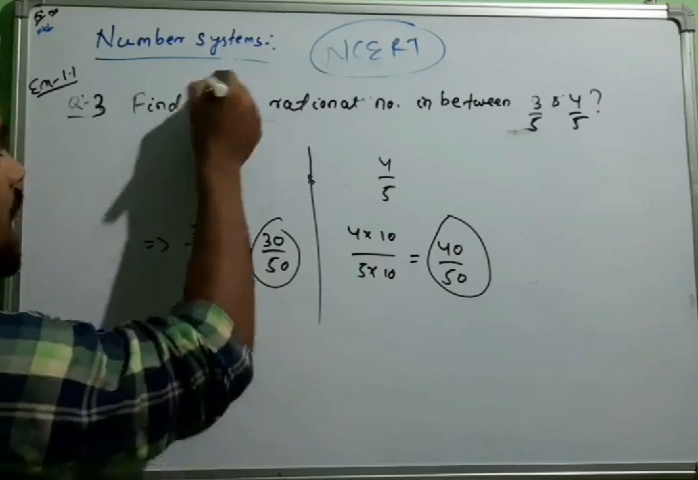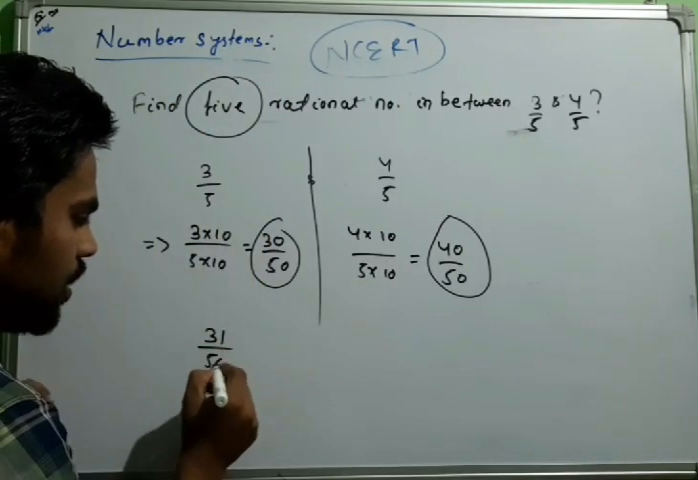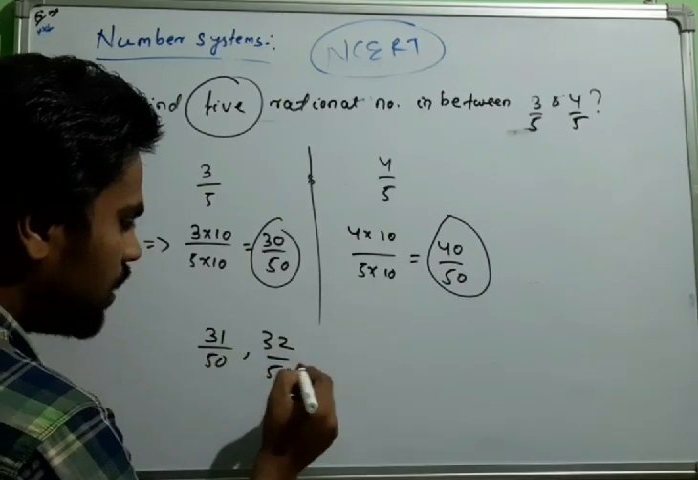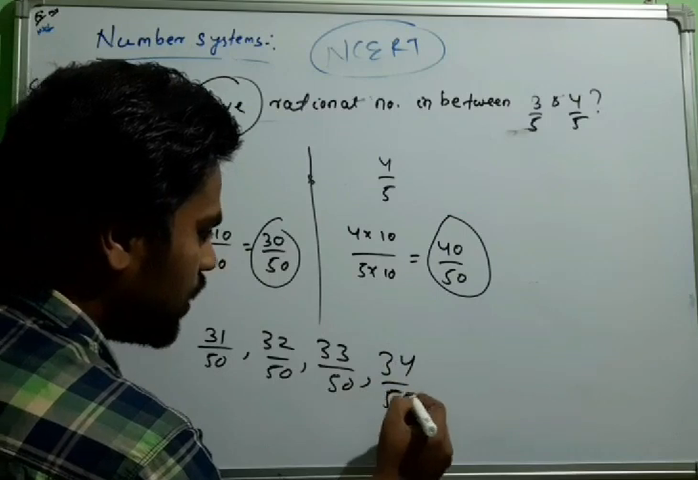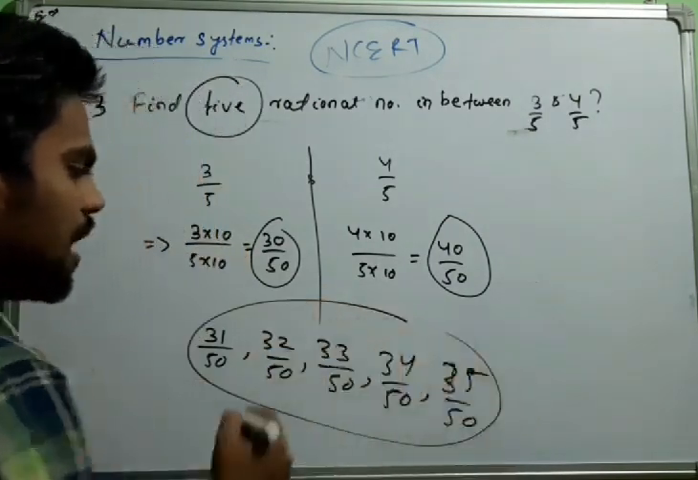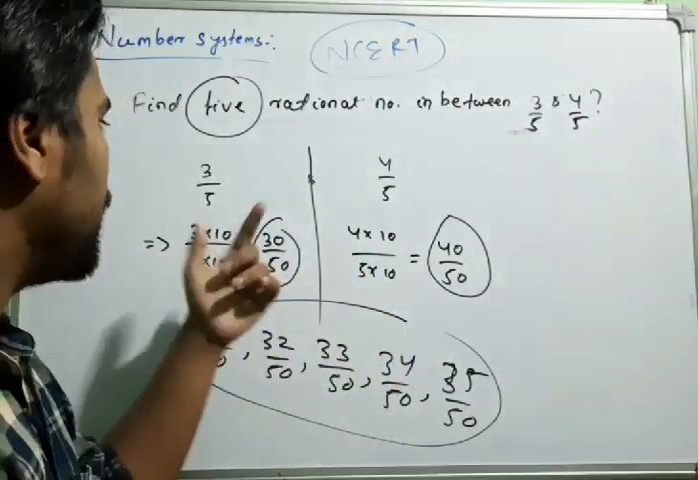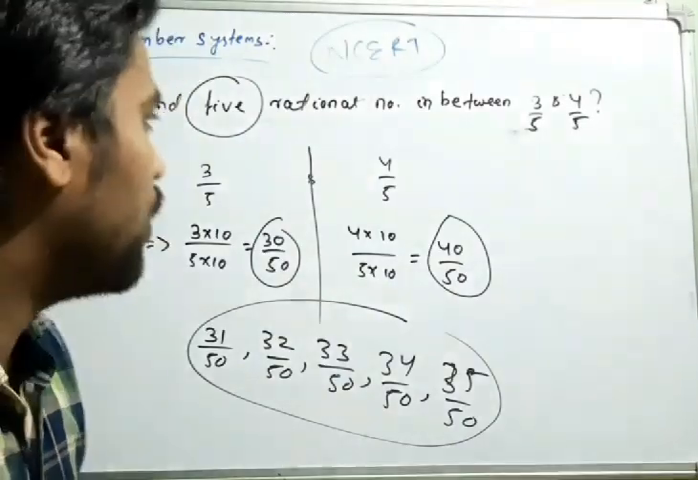He is asking you for 5 rational numbers. That means you can derive 31 by 50, 32 by 50, 33 by 50, 34 by 50, 35 by 50, like this. Clear or not? There are 5 rational numbers I already got in between 3 by 5 and 4 by 5. Clear or not? Okay, let's proceed.